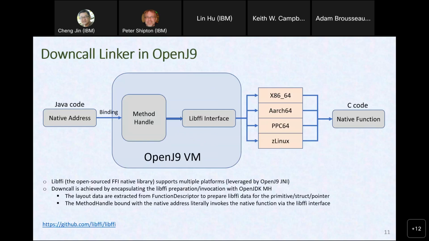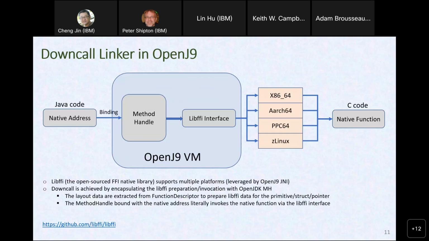libFFI is an open source native library supporting FFI invocation on many platforms, and it is already used by the JNI in OpenJ9. So it's natural to leverage this native library in FFA, because it is easy to extend the support to a new architecture in OpenJDK by just adding a small piece of code, with all the platform details hidden in OpenJ9.